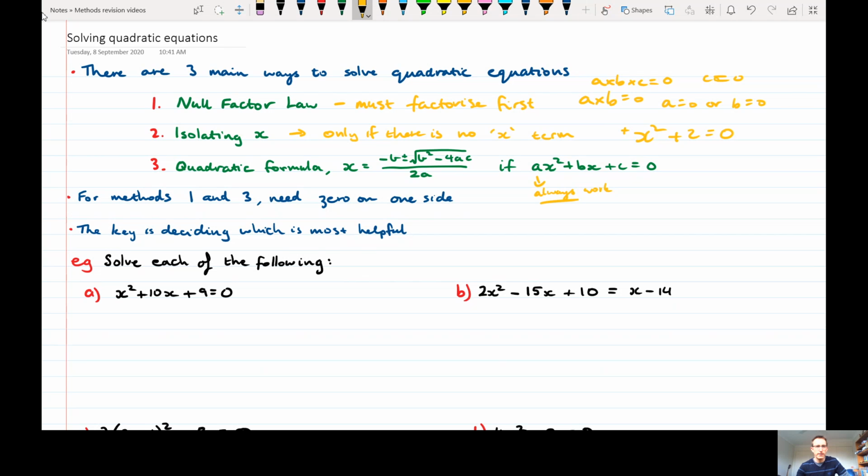So for methods 1 and 3 to work, you need to have a 0 on one side. For method 2 to work, it actually doesn't matter, and you'll see how that works out in a minute. So solve each of the following problems.